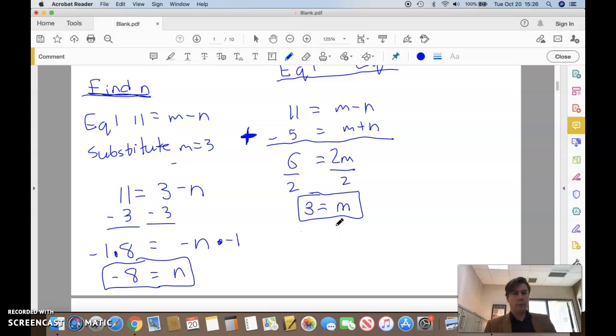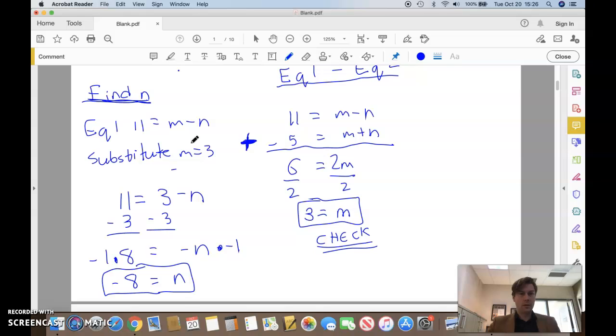Okay, let's do a really quick check. Let's put it back into an equation and see if it works. So I got 3 minus negative 8. That's like saying 3 plus 8, 11 equals 11. Okay, so that works out.